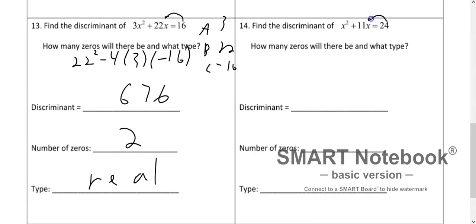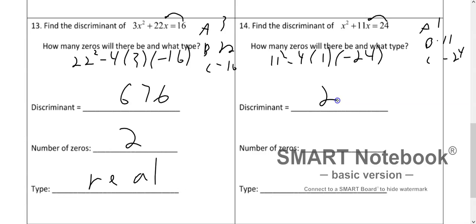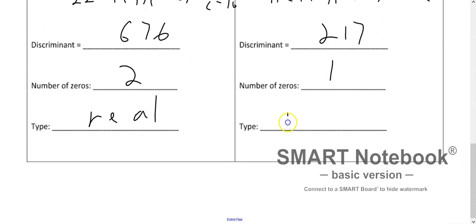Okay, last but not least of these. Again, move the 24 over. So A is 1, B is 11, and C is negative 24. So B squared minus 4 times A times C. Again, I'm going to end up with a positive number, but this time it's not a perfect square. So this time 217 means 2, and again it's going to be real. The only difference is this is real irrational, where the previous one was rational. But I am fine, and it should have been 2, sorry. I think I said 1. 2 real answers. Okay? And that's good enough.